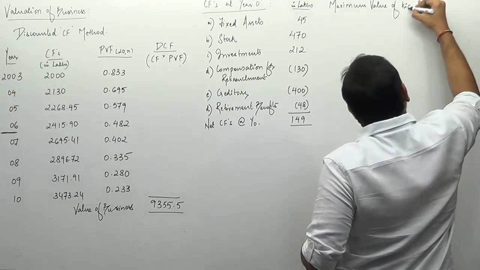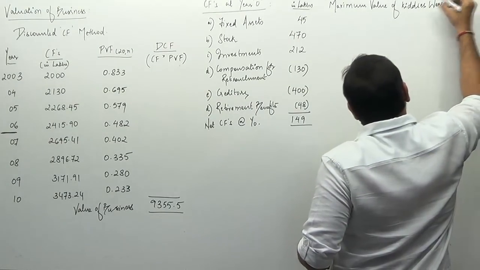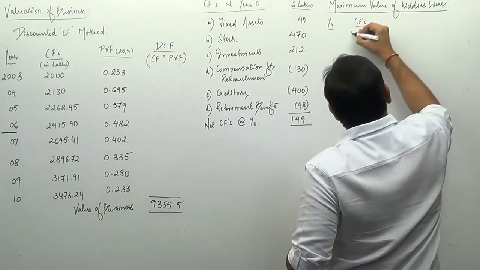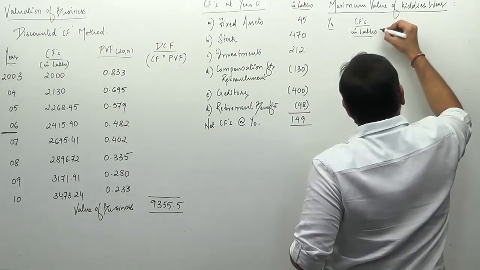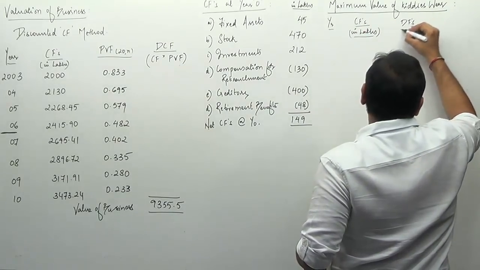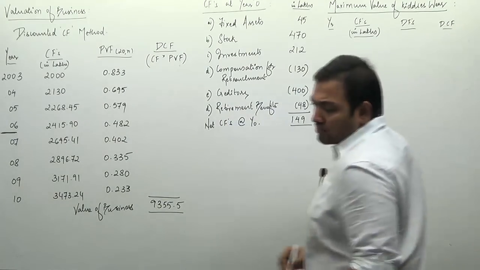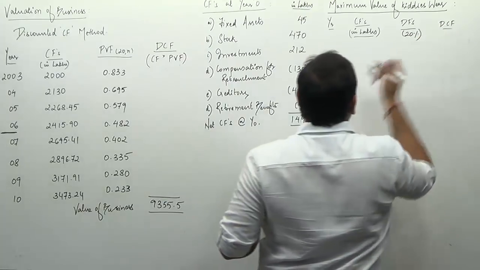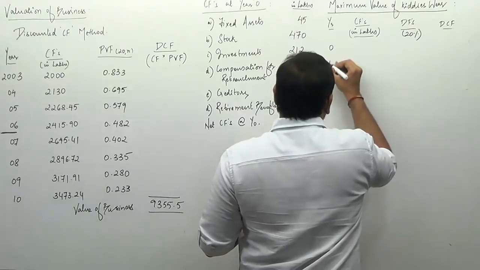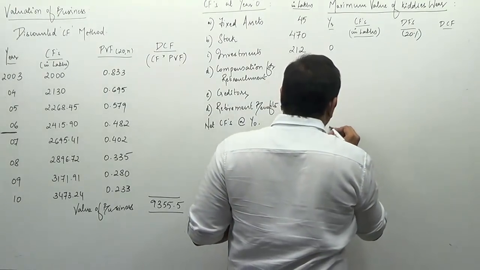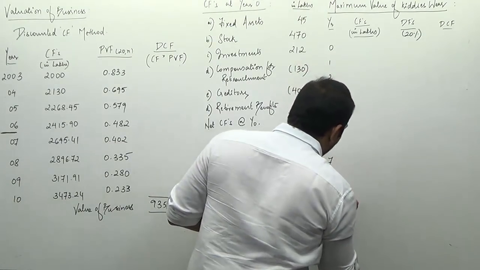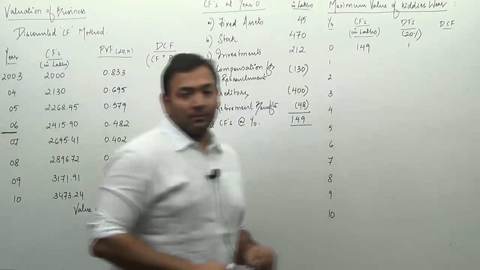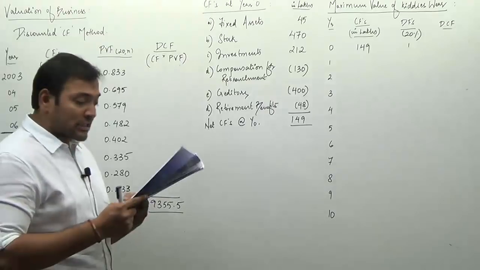So he's asking me what is the maximum value of Kids Wear which Sham Garments can pay. Let me take year, cash flows, everything in lakhs, then your discount factors, and we get discounted cash flow. Discount factors to be considered at a discount rate of 20% again. I'll start with year 0 and he has given up to 10. Year 0 cash flow we already have, 149. Discount factor is 1.